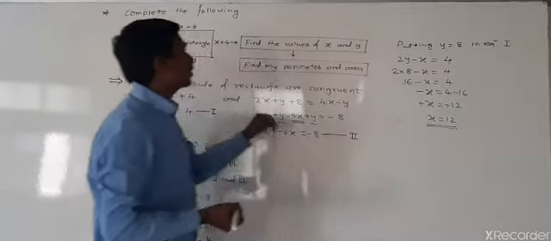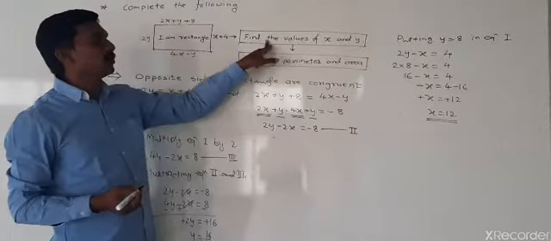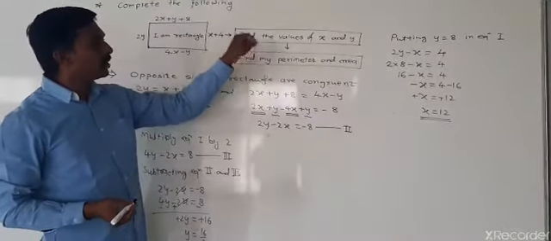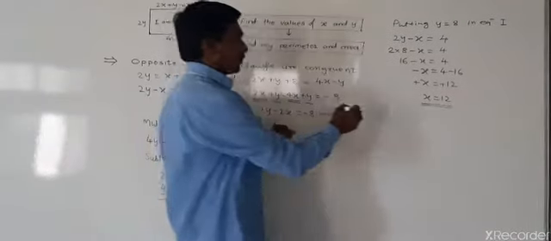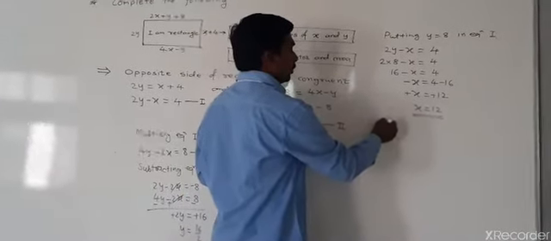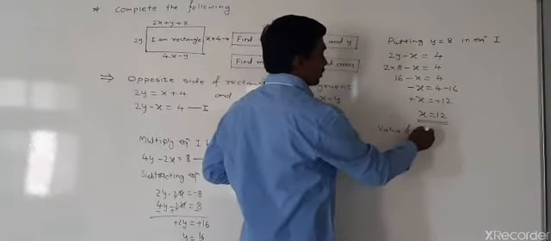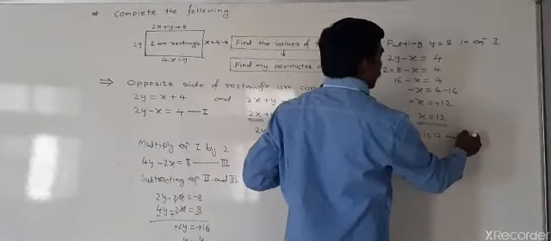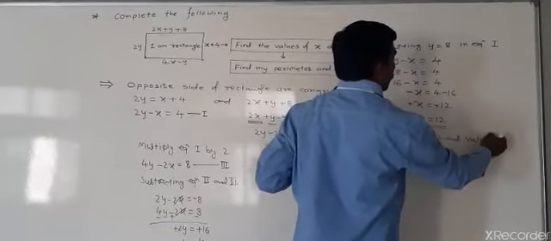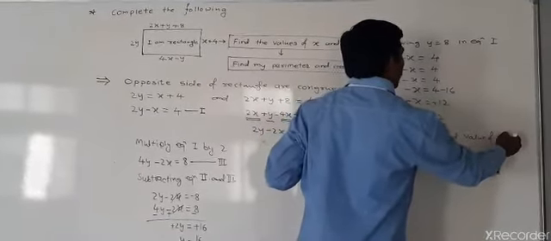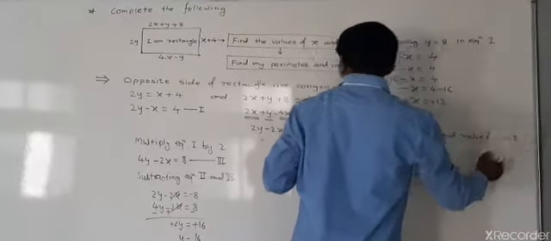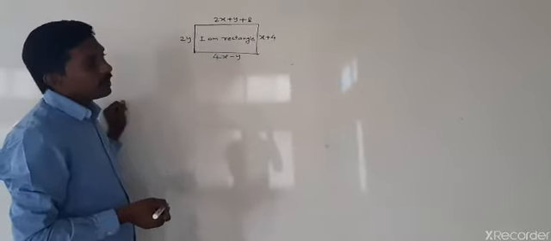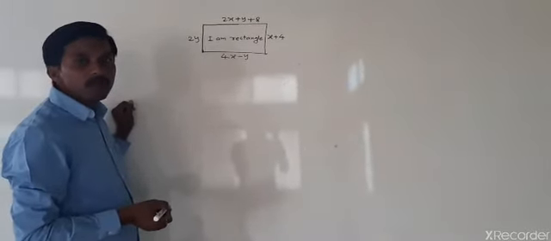Here the answer of the first question gets completed: find the values of x and y. So you can write the value of x is 12 and the value of y is 8. We get the values of x and y. The value of x is 12 and the value of y is 8.